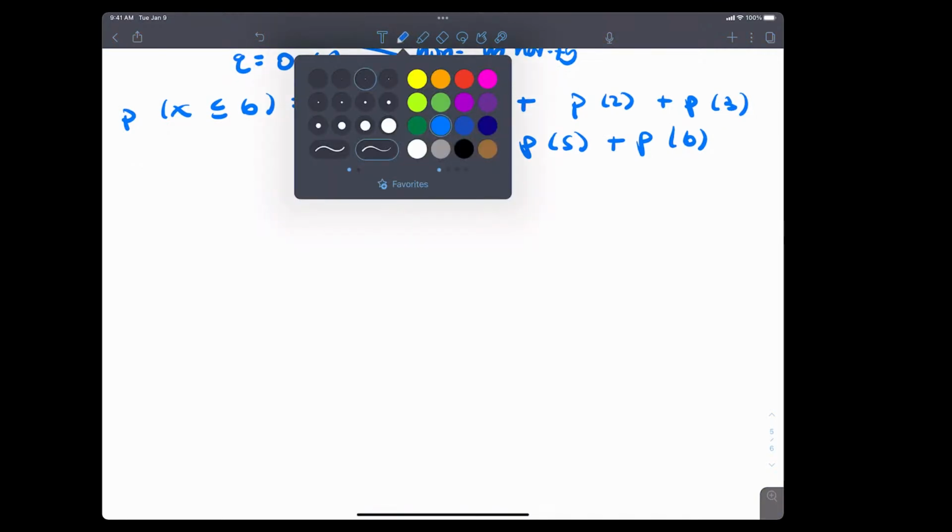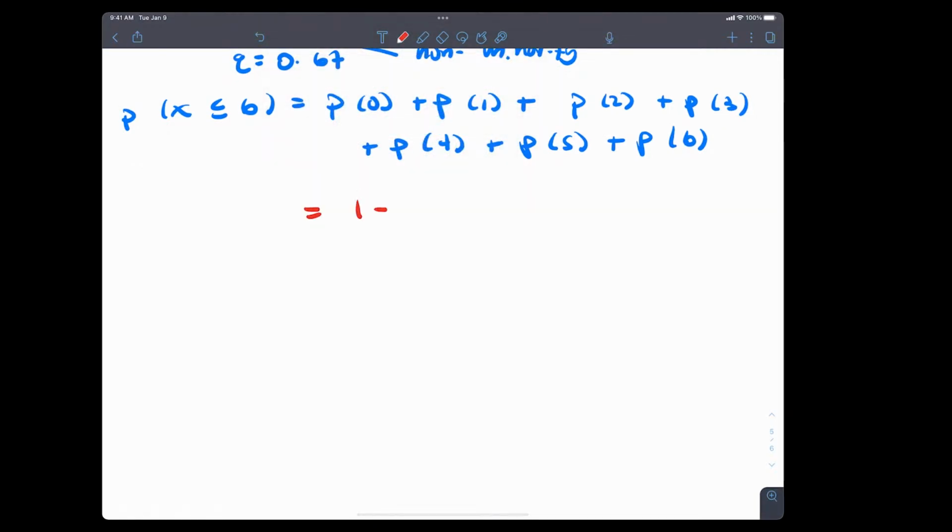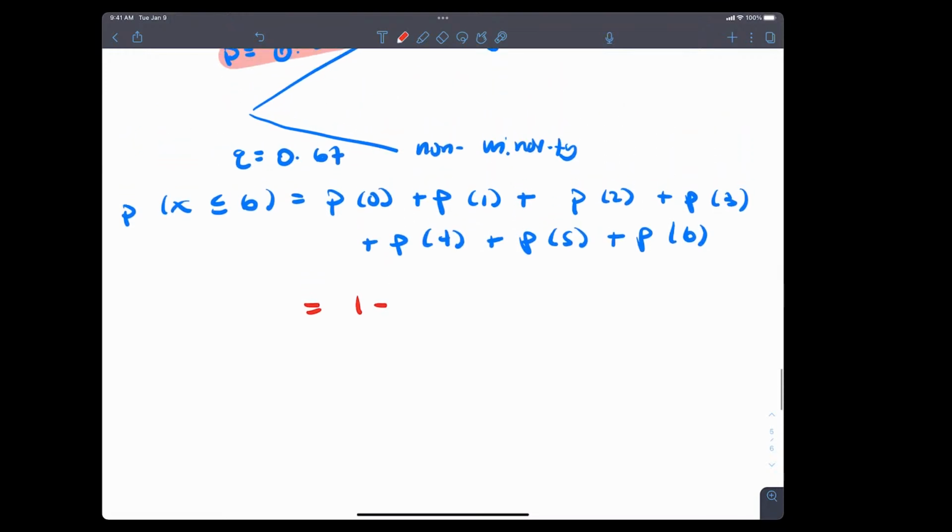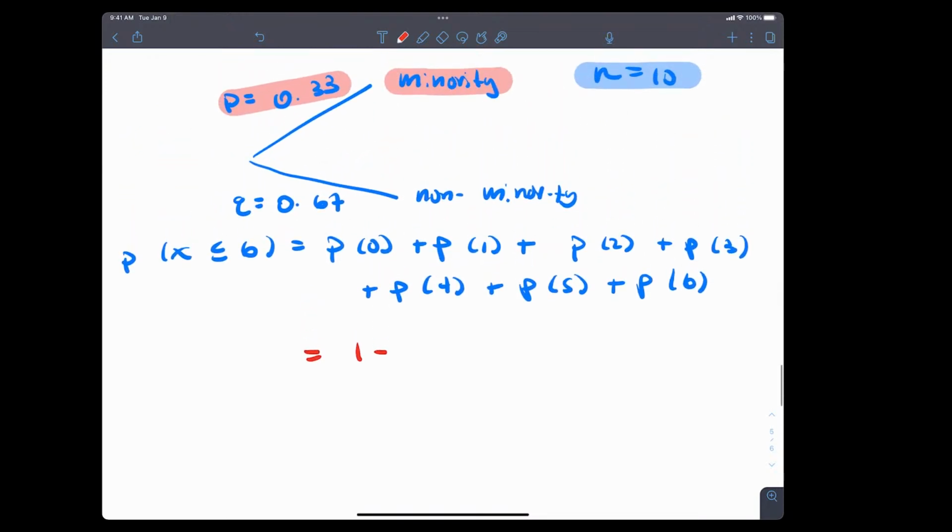I'm going to suggest you use the complement rule. The complement rule is always 1 minus the probability of the outcomes that are not here. So what is not here is p of 7. What's not here is p of 8. What's not here is p of 9. And then what's also not here is p of 10. So, there we go.